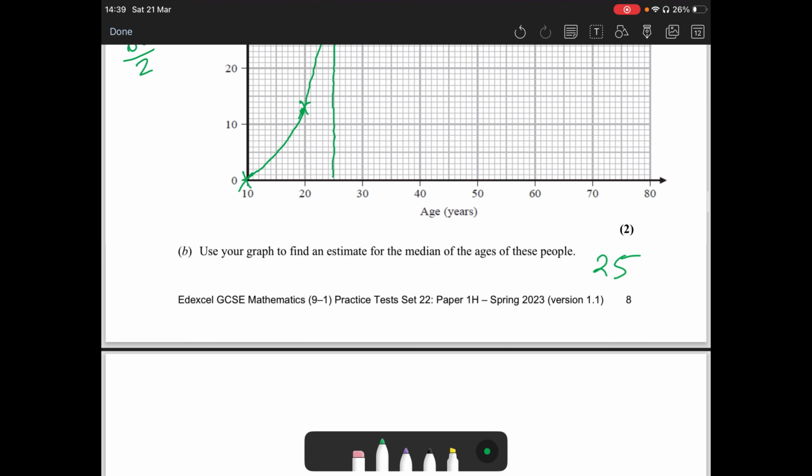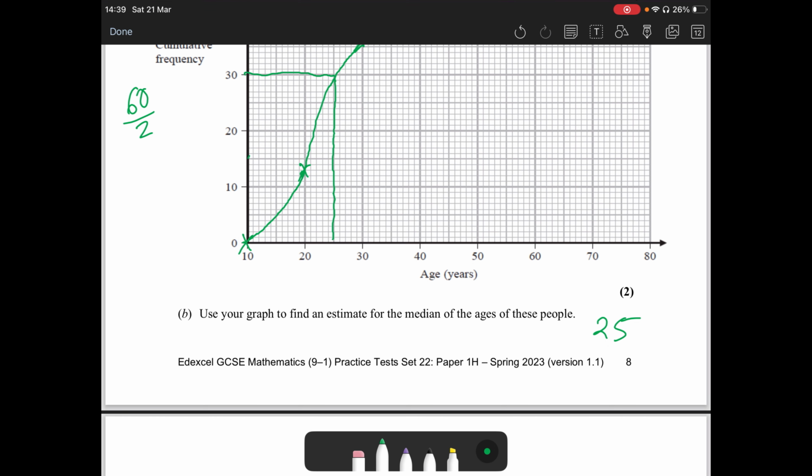So basically, look, the 15th person, on my cumulative frequency, I'm going across and down. He's going to be 20 years old, or she, right? So we call this the lower quartile. Some people call this quartile number 1. And that's 20 years.